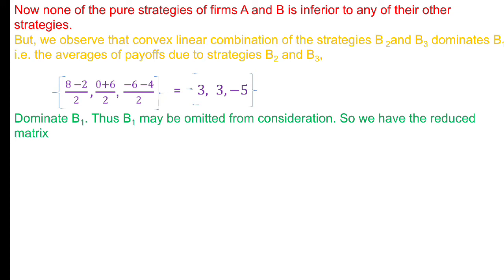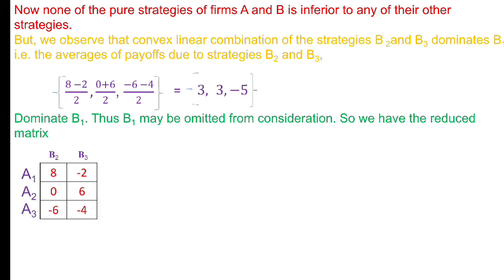Thus B1 may be omitted from consideration, because B2 and B3 are dominating B1. So we have the reduced matrix, with 3 rows and 2 columns.